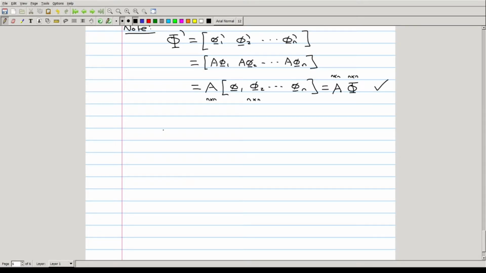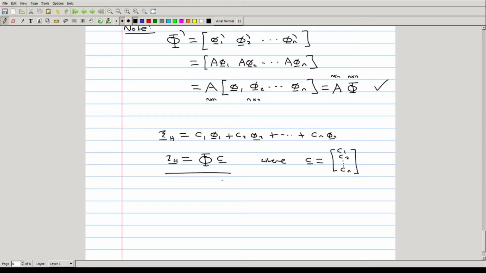So this means that our phi h, or our general solution, is of the form we said before: C1 phi1 plus C2 phi2 up to Cn phi(n), which is the same thing as the fundamental solutions matrix multiplied by some constant vector C. This is a very neat way of viewing the general solution to the homogeneous form of a differential equation.